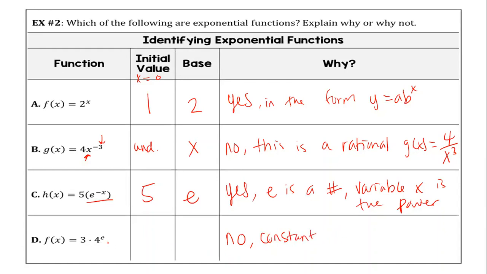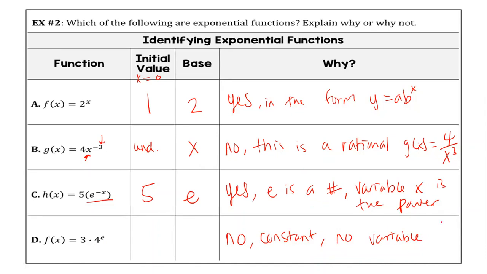It's a constant function, and that's just because this is an expression. You just plug that in: 3 times 4 to the E. That's a number. There's no variable. You know pi? Pi is a number, right? E is also a number like pi. It's another irrational number.